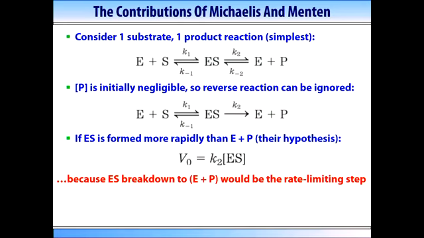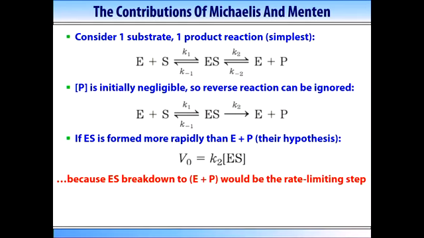Then the decomposition of the enzyme-substrate complex into enzyme and product occurs more slowly than its formation, so we can consider this step to be the rate-limiting step. A rate-limiting step is the one which determines the rate of the whole process. That leads us to write that the initial velocity simply depends on the rate constant k2 and the concentration of the enzyme-substrate complex.